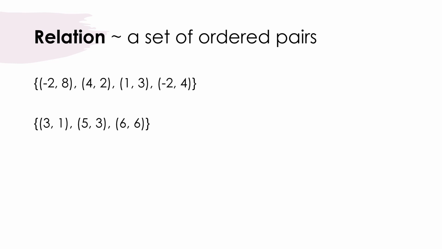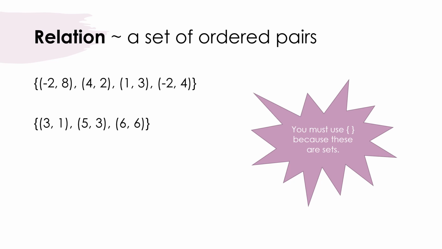Because this is a set, though, we have to make sure that we use the braces. The brace at the end and at the beginning signifies that these go together, just like we have to use parentheses to say that two numbers are ordered pairs.